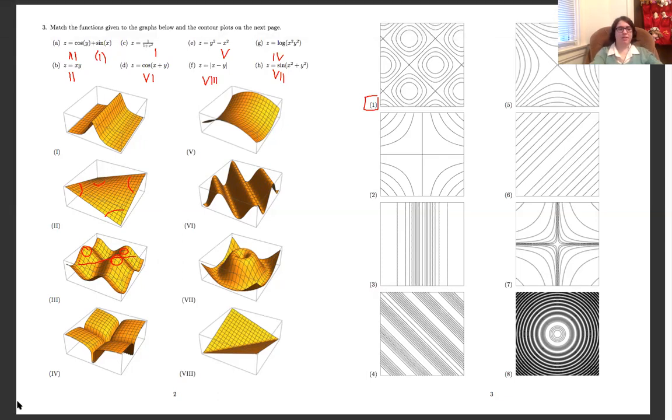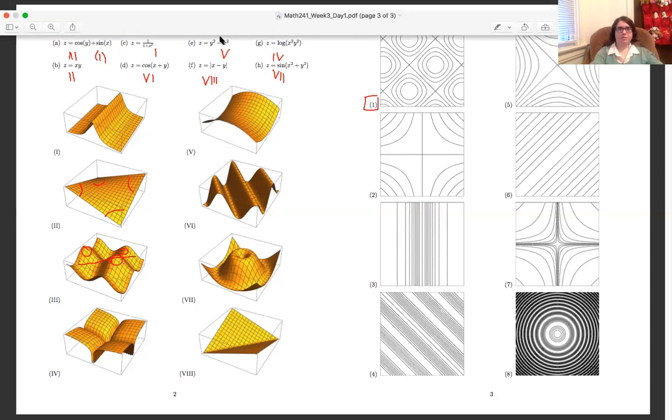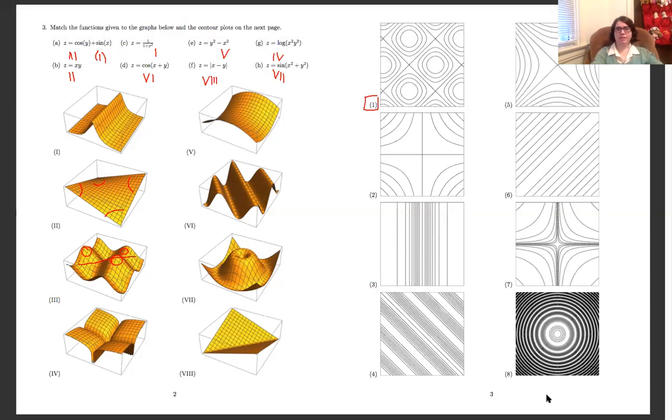Let me see if I can move my video somewhere less obtrusive. That works. And now it won't let me go back to drawing. Thank you. So I see hyperbolas happening in 2 and in 5 and in 7.